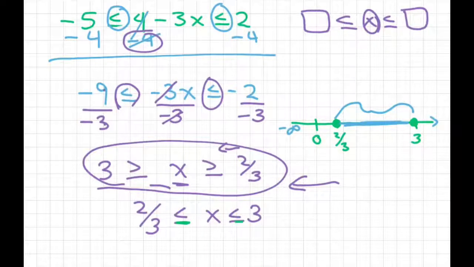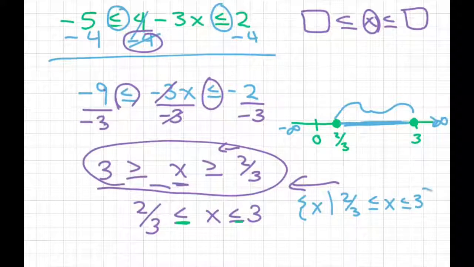Again, this is negative infinity to infinity. So the way you write it is set notation would be x such that x is in between 2/3 and 3 inclusive, because we're including the endpoints because of the equal sign here. Interval notation would be closed interval because we can equal it. So it's 2/3, comma 3. So those are the two ways to write your solution sets.